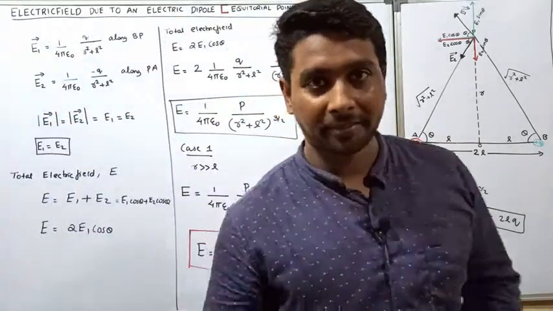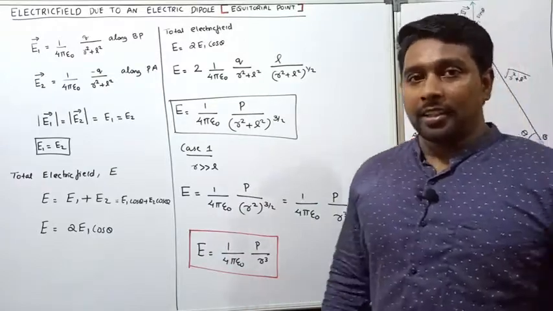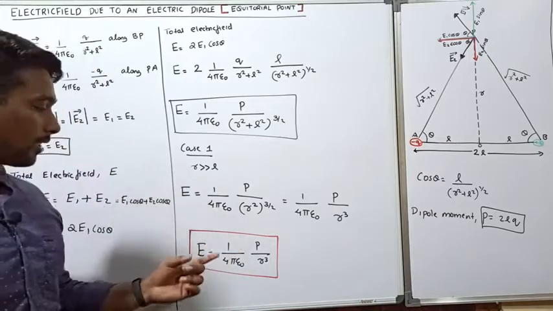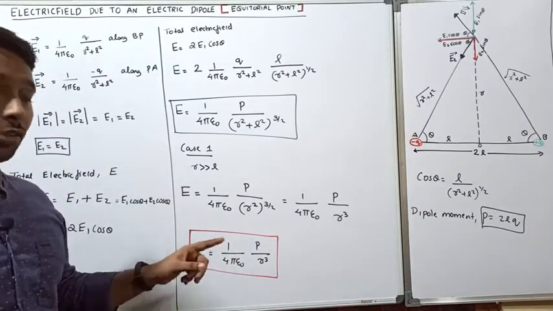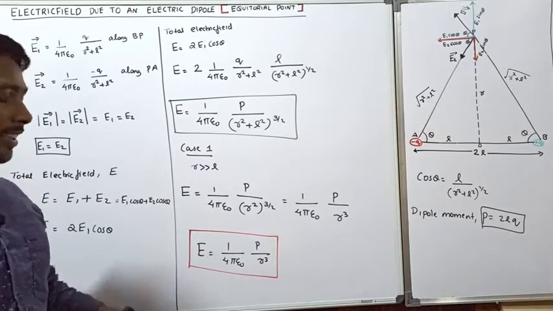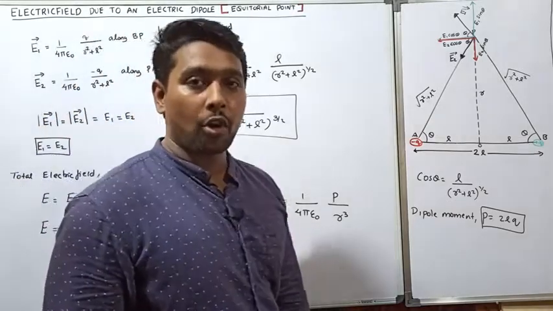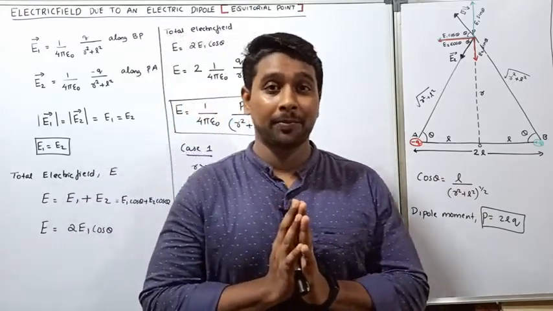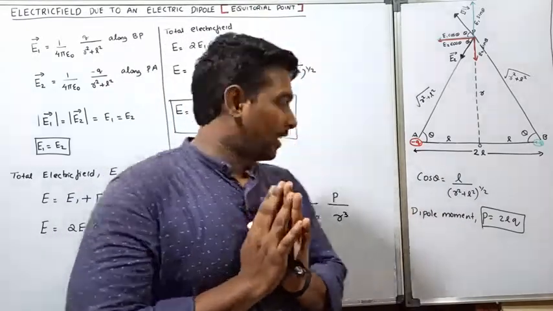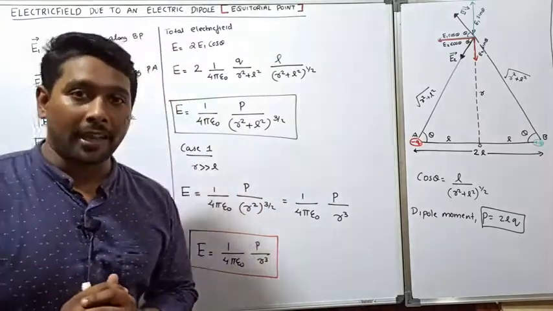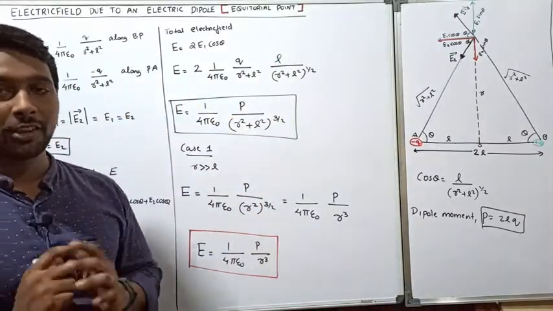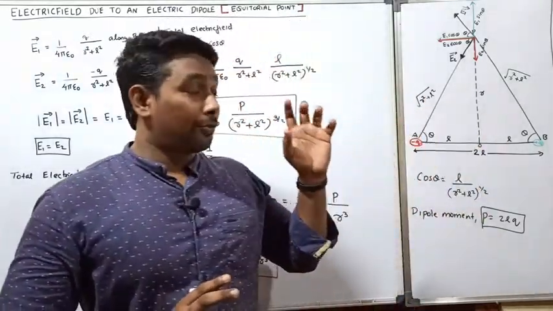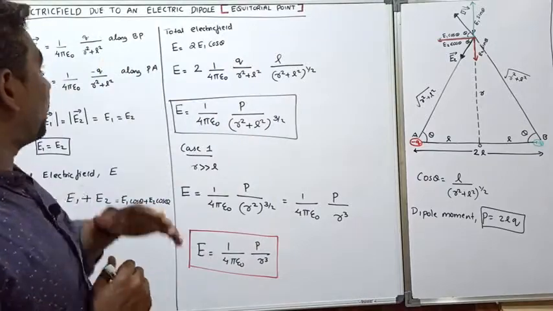Look at the equation. At the axial point, we found that the electric field due to an electric dipole was 2p by r cube, that means 1 by 4 pi epsilon 0 2p by r cube. But here the equation is 1 by 4 pi epsilon 0 p by r cube. That means at what point will the electric field be maximum? Of course, at the axial point the electric field will be maximum. Did you get the point? Are you clear?